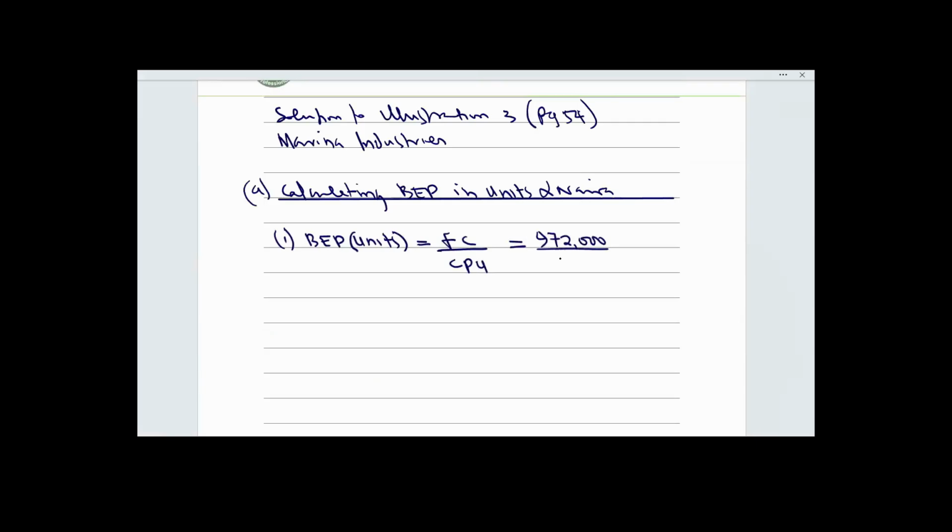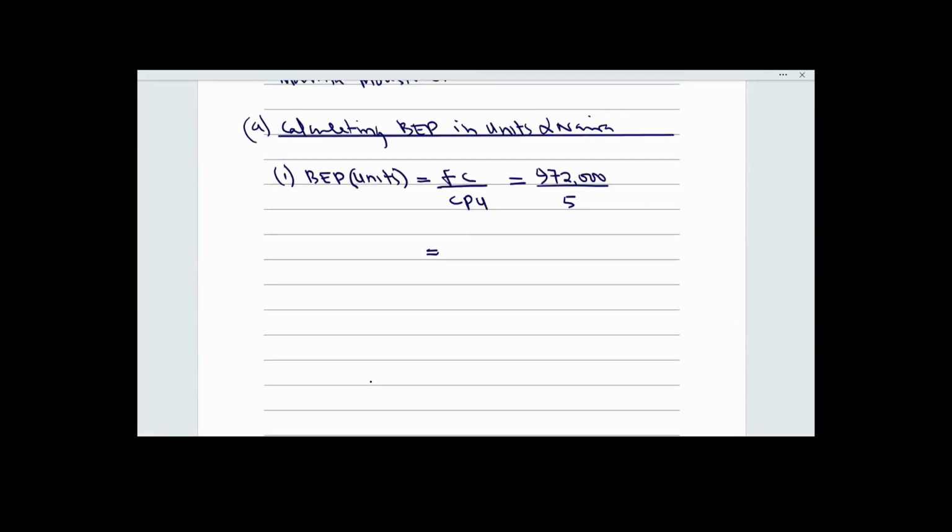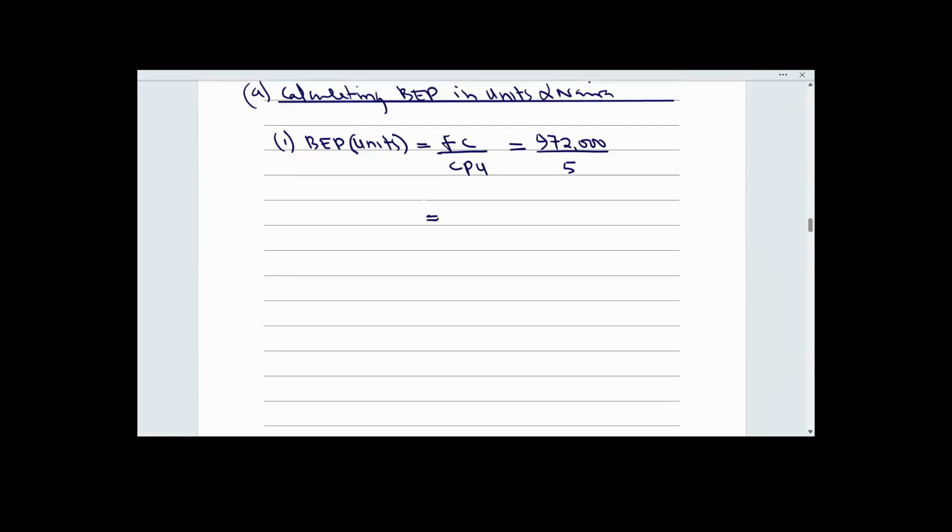So let's go back. CPU is 5 naira. Therefore, break-even point in units would then be equal to 972,000 over 5 naira. That's 194,400 units. So this is the number of units that must be sold for the company to be able to break even.